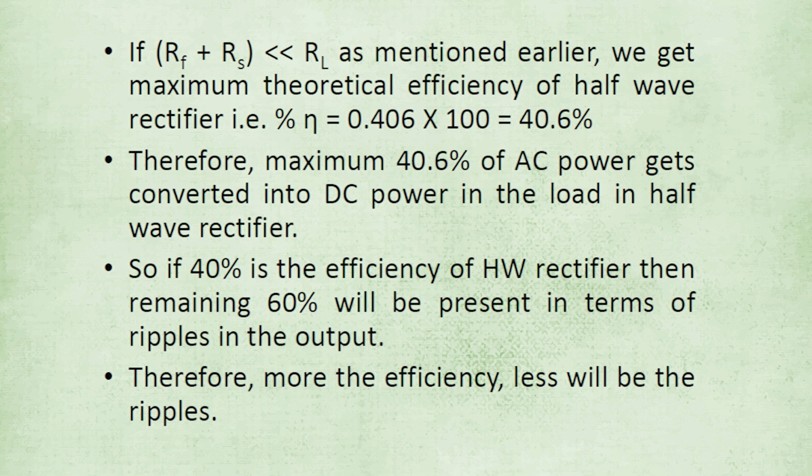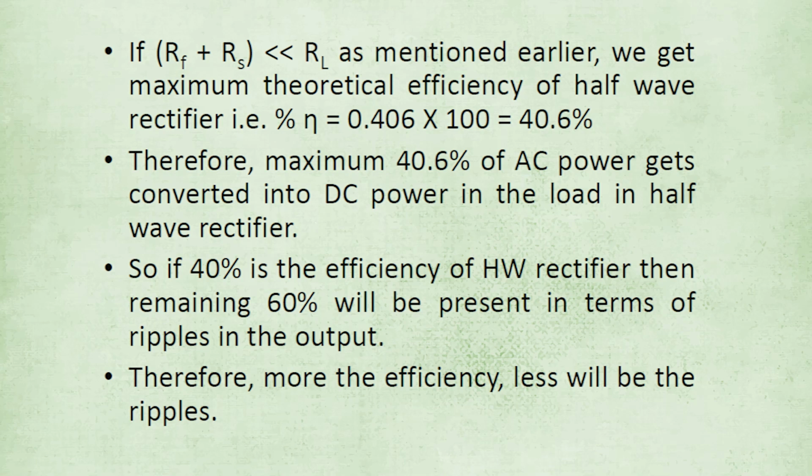So, we get the maximum theoretical efficiency of the half wave rectifier, that is, percentage efficiency will be equal to 0.406 multiplied by 100, and it comes up to be 40.6%. Therefore, a maximum of 40.6% of AC power gets converted into DC power in the load in a half wave rectifier, which means that if we are giving AC power at the input to the half wave rectifier, only 40.6% of the AC power gets converted into DC power, which defines the efficiency of the rectifier.